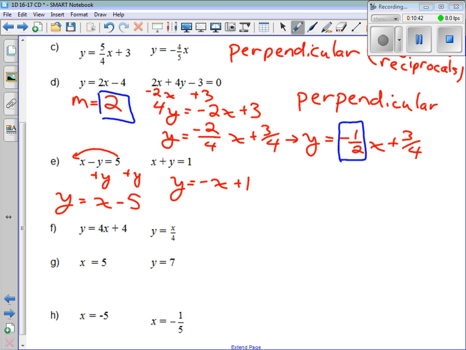Parallel, perpendicular, or neither? What are our two slopes here, first off? Tell me, Jackie. 1 and, not x, but negative 1. So 1 and negative 1, are these negative reciprocals or no? Stephanie? They can be. Yeah, so they're going to be perpendicular.